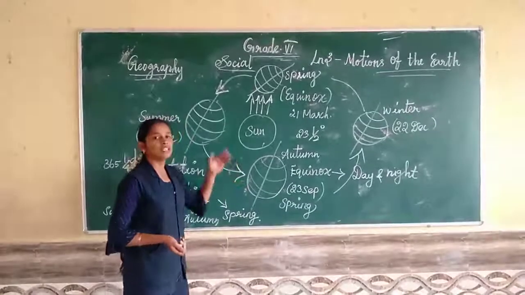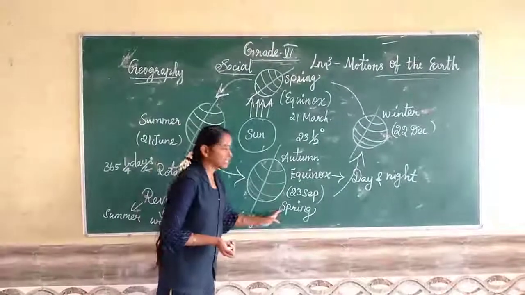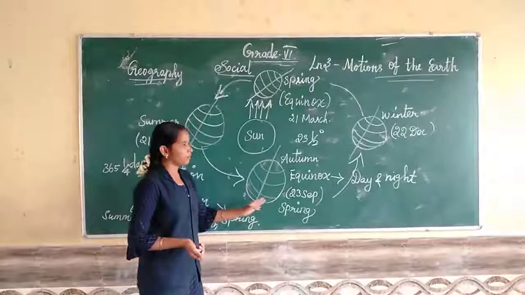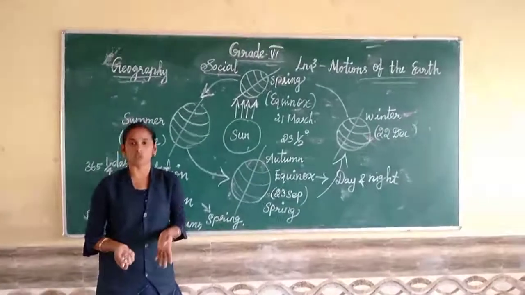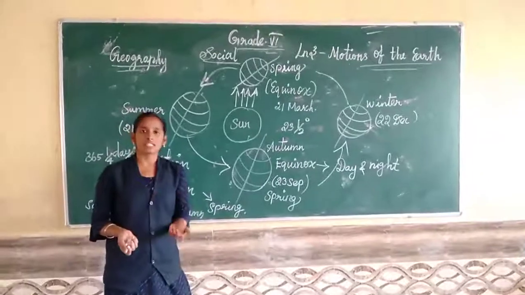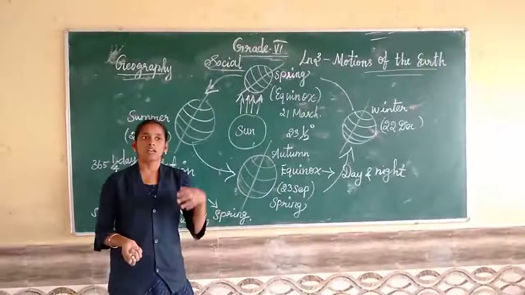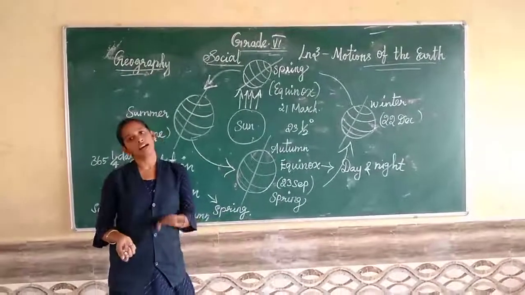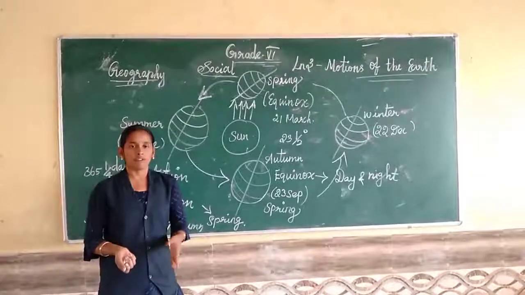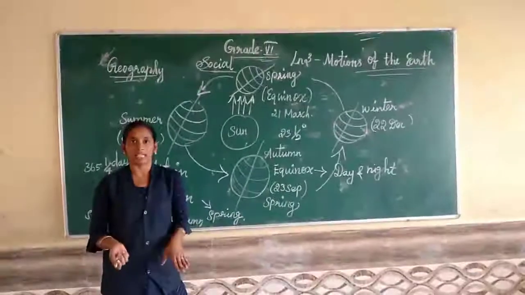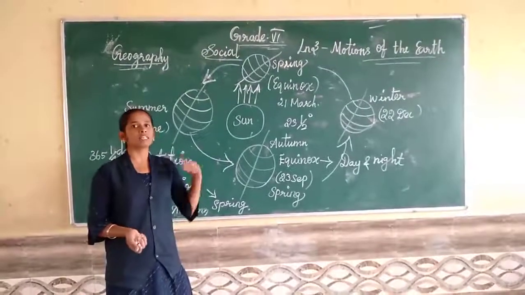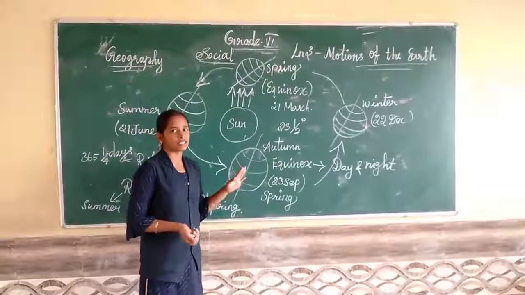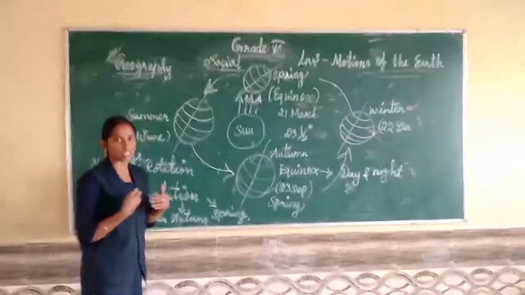When it is sloped, half of the countries have daytime and half have night time. Do you know this? There is a time difference of 7 hours or 5 hours between America and India. When we face daytime, they have night. Why does it happen? Because of the motions of the earth. Have you understood that point?